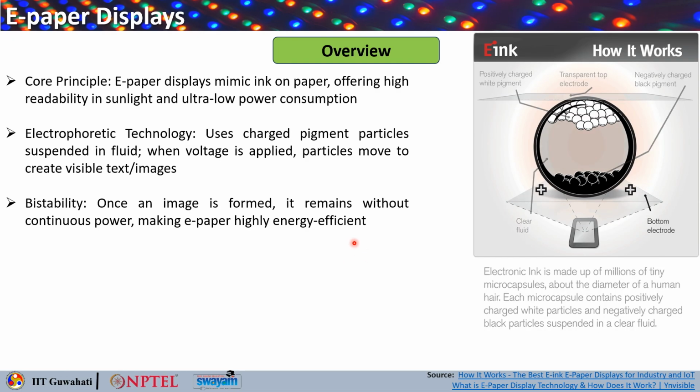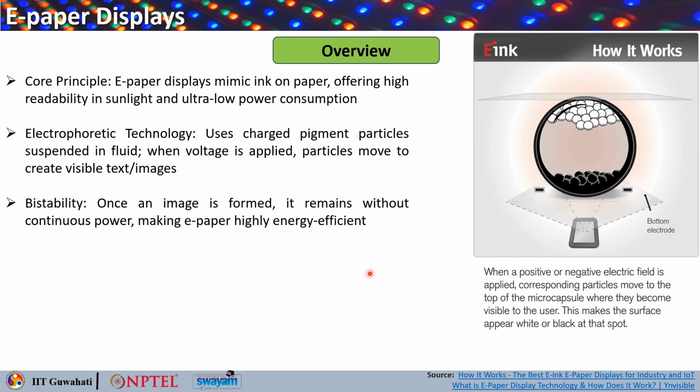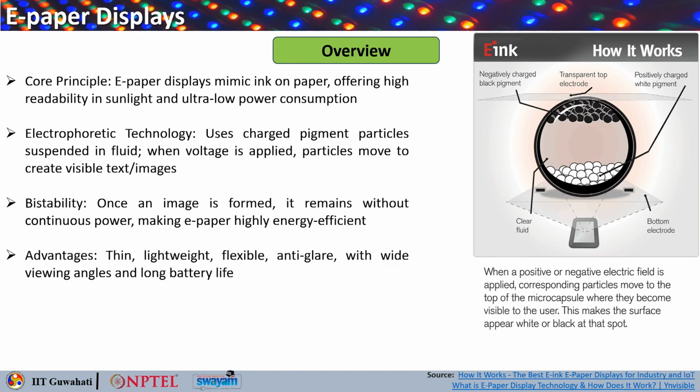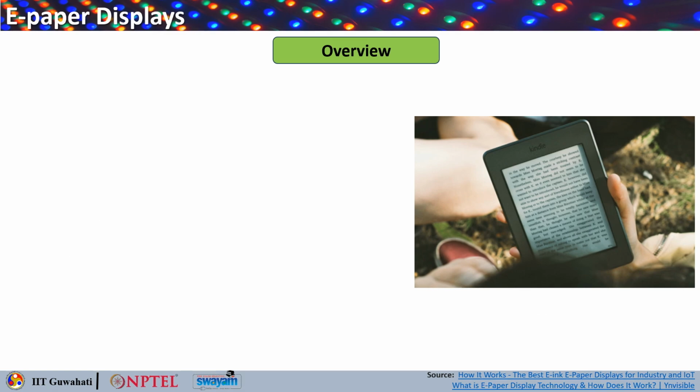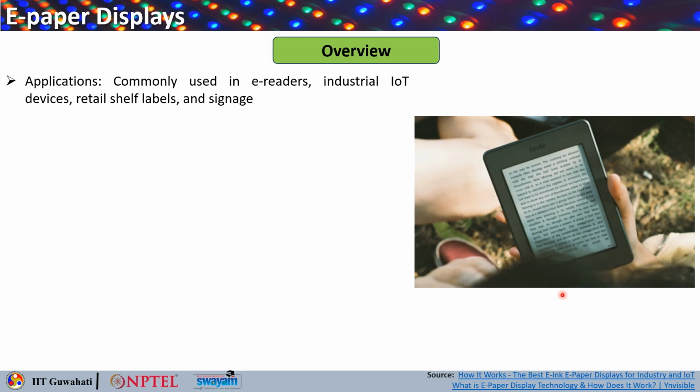So, you require power only when you want to switch the display. That makes e-paper highly energy efficient. What are the other advantages that you see here? These are thin, lightweight, flexible, anti-glare, and they have wide viewing angles and also long battery life. So, this is typically what I was talking about, an Amazon Kindle, which you can use for reading texts.